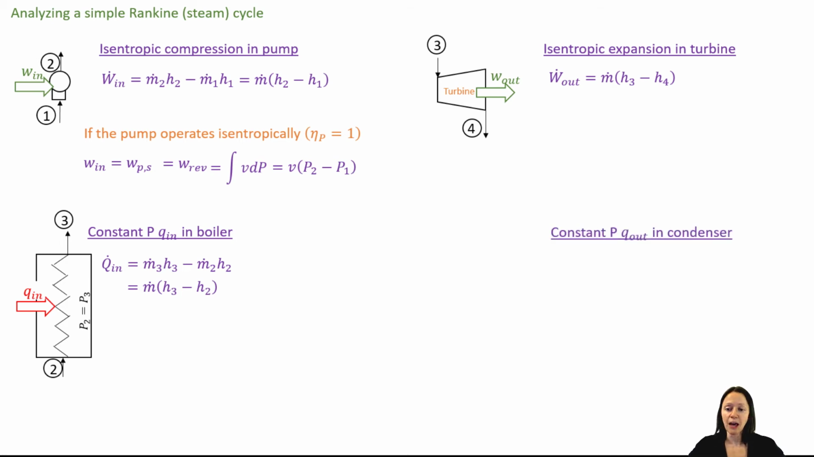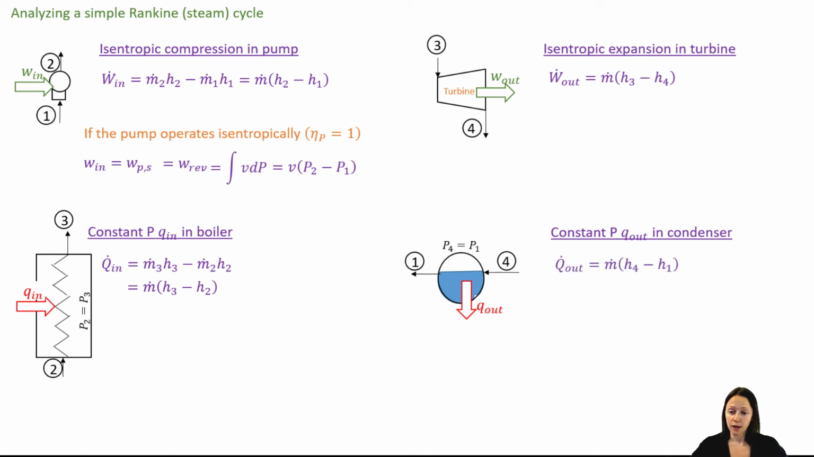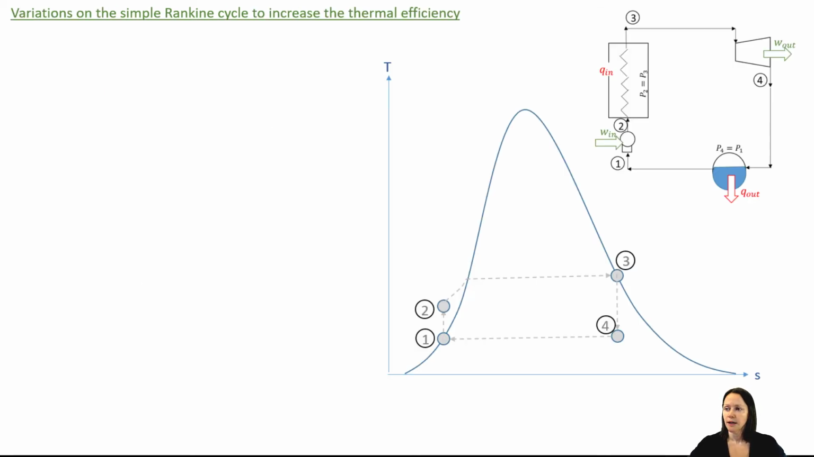All right, and then the last process, you have a constant pressure heat rejection process in a condenser. So from 4 to 1, the pressure doesn't change. And if I apply my first law and the conservation of mass, this is the guy that I would get.